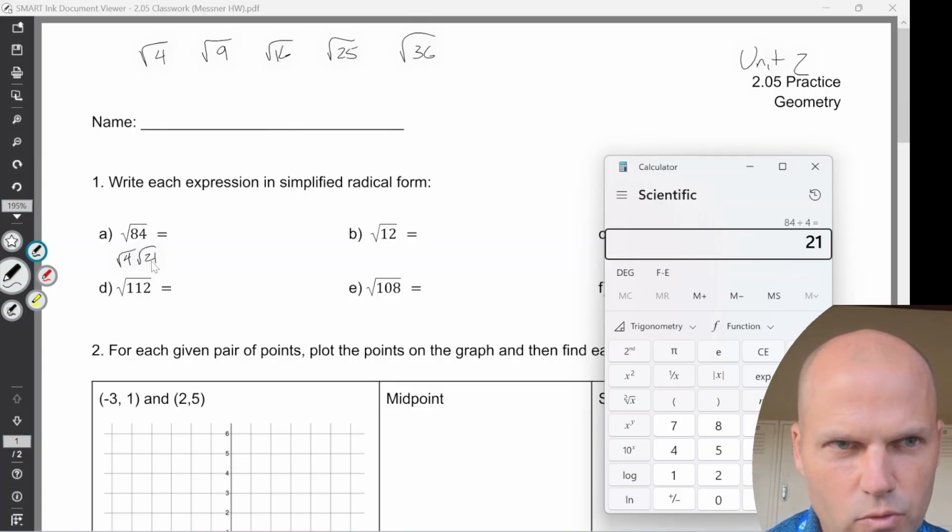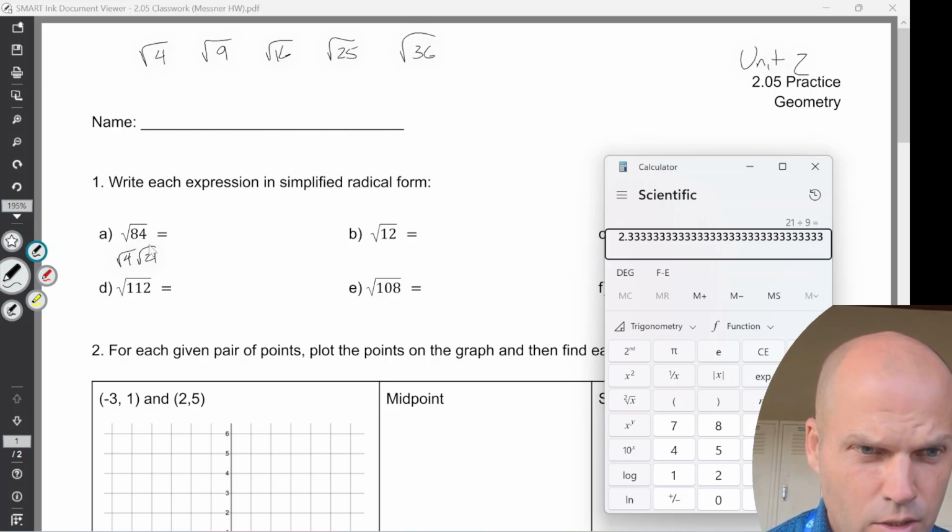Now you should think about root 21 and realize 21 is not divisible by 4. 21 is not divisible by 9. It's not divisible by 16. So this is actually simplified, root 21, but the square root of 4 can be simplified to be 2.